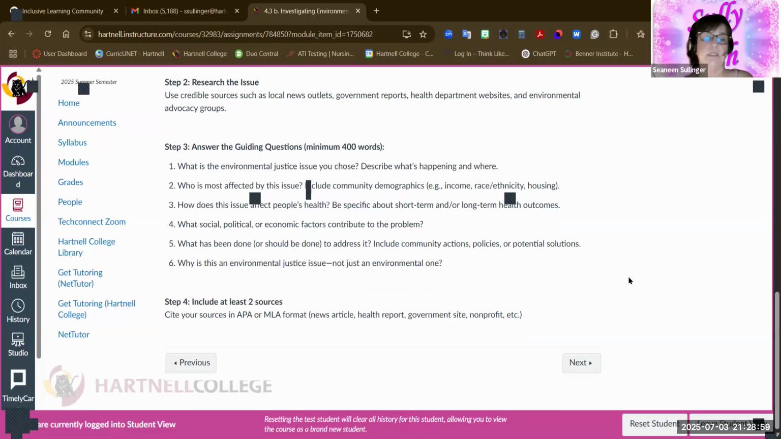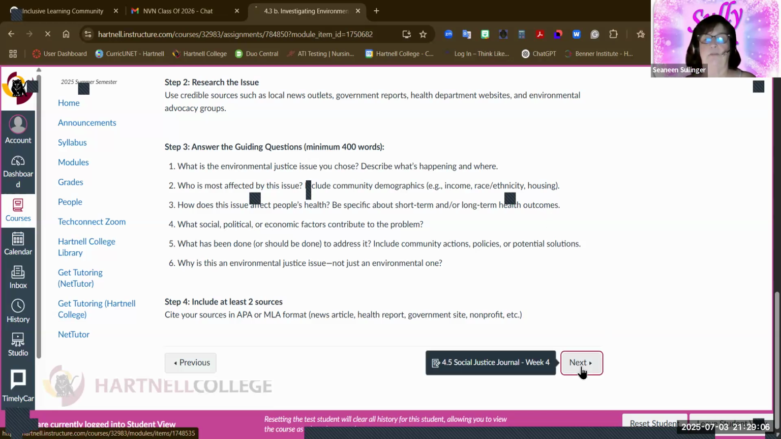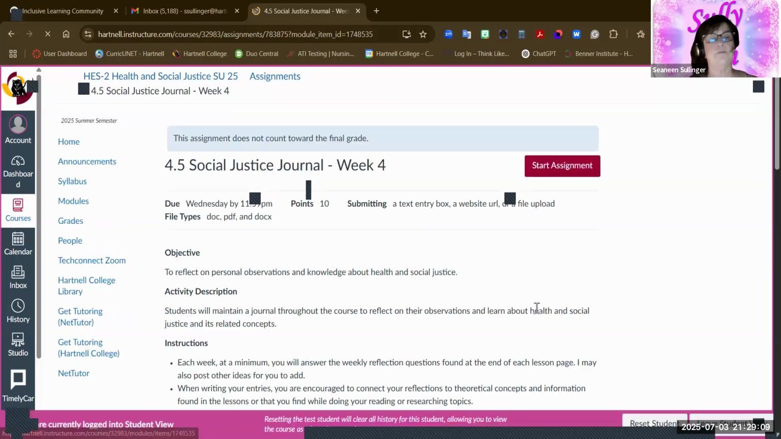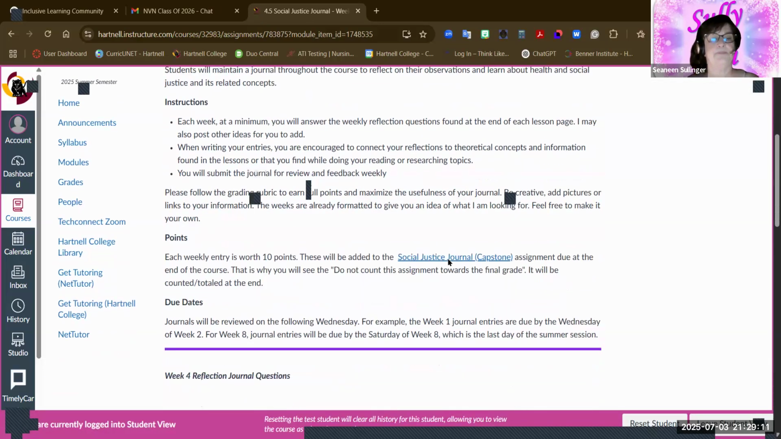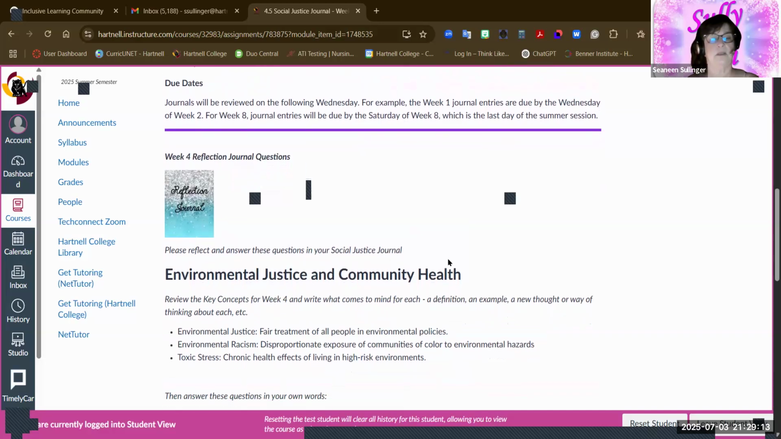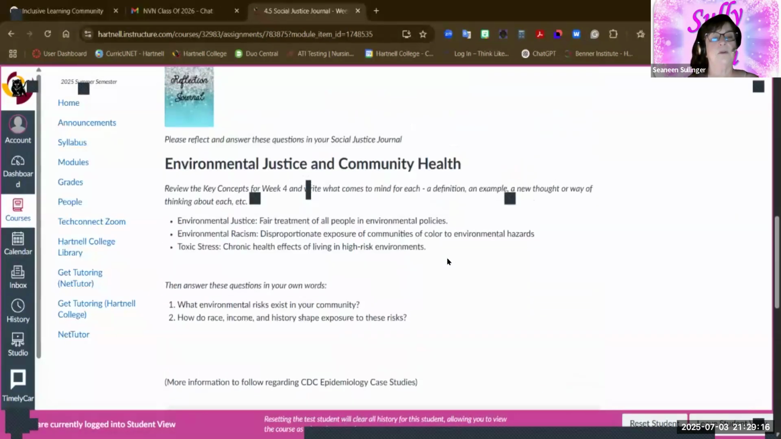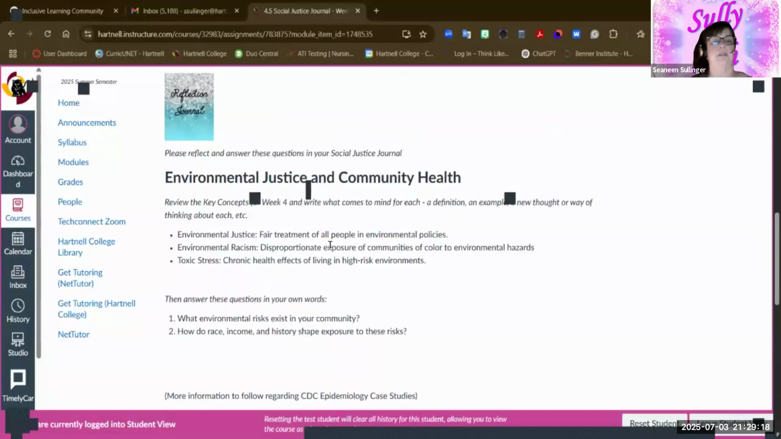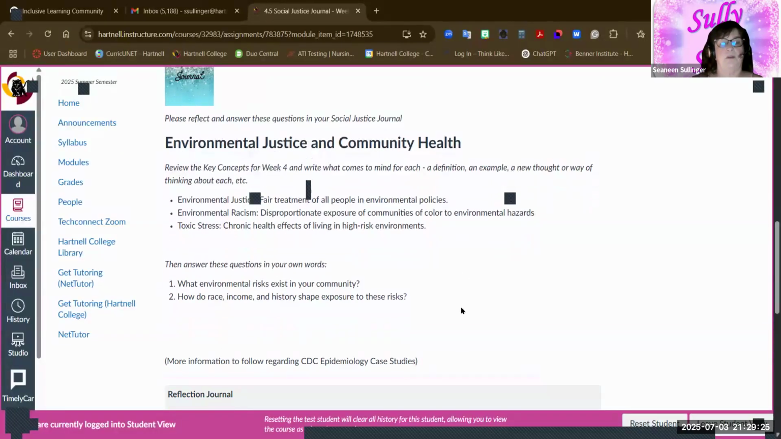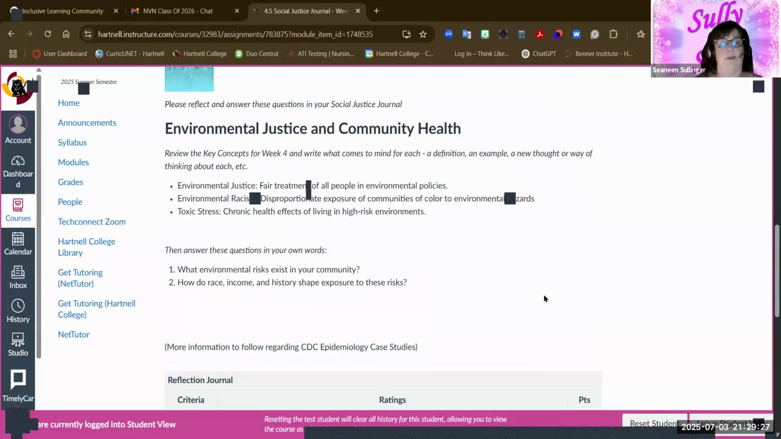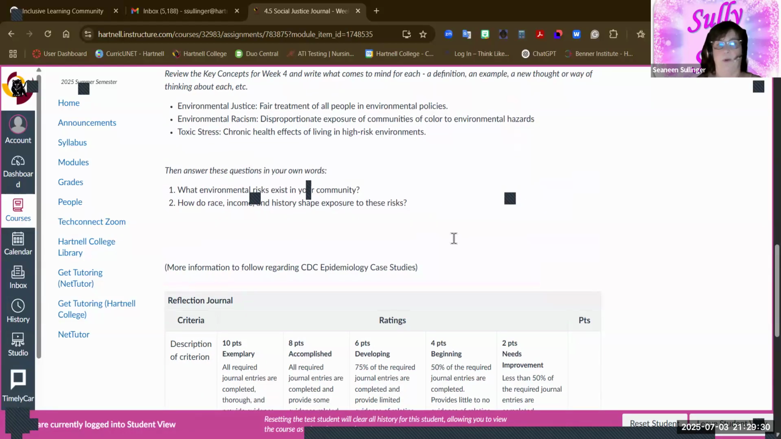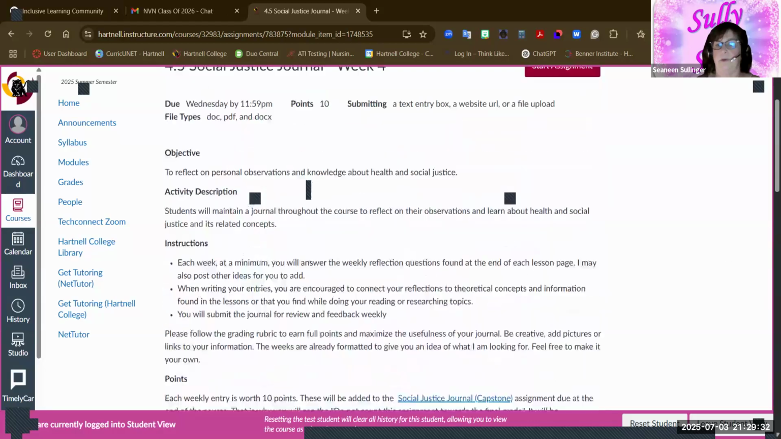Include at least two sources, cite them in APA or MLA. Those are some of the examples there. And then you have your social justice journal for week 4. Oh, yeah, I took out toxic stress. I'll go back and you don't need the toxic stress, just the environmental justice, environmental racism, and then these are the two to follow that. And we're not doing that part anymore. And there's the rubric. So there you go.